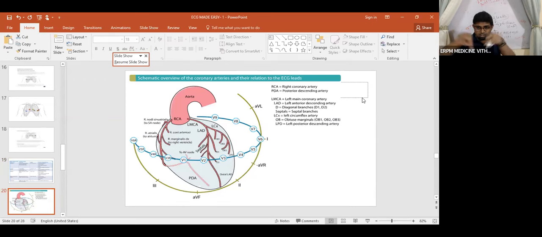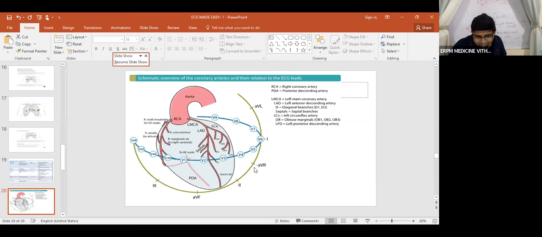The heart is a 3D structure. If you look at the heart, listen to me. These are the leads we have put. If you look at V1, V2, they are mainly looking at the septum of the heart, as well as the anterior surface.